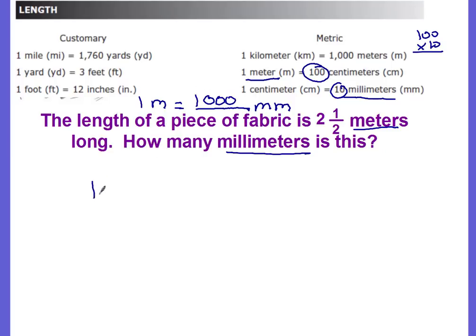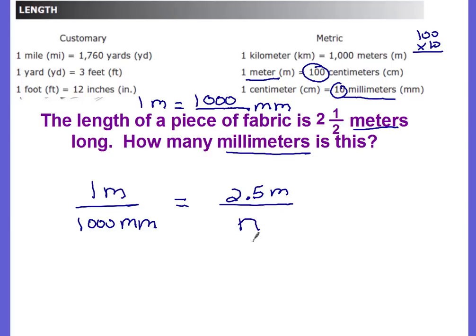So we're going to write it, set up a proportion. 1 meter is equal to 1,000 millimeters. And now we go back to our problem. What are we given in our problem? We're given 2.5 meters. So that's going to go on the top because the meters are on top. And we're going to write that in decimal form, 2.5 meters. And we're looking for the number of millimeters. So that's our unknown, our n variable.